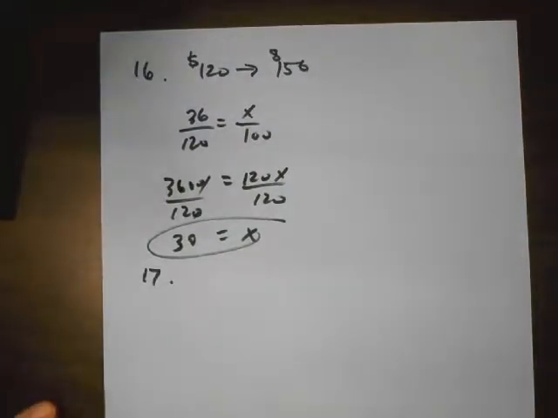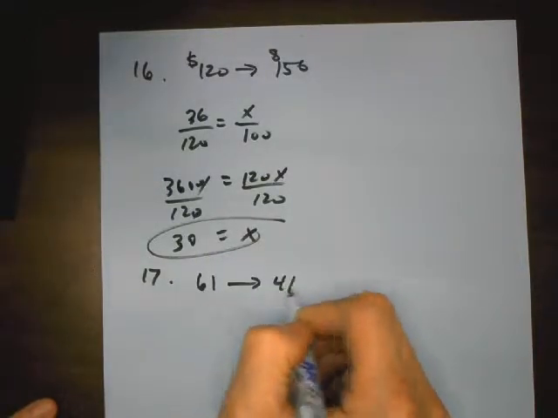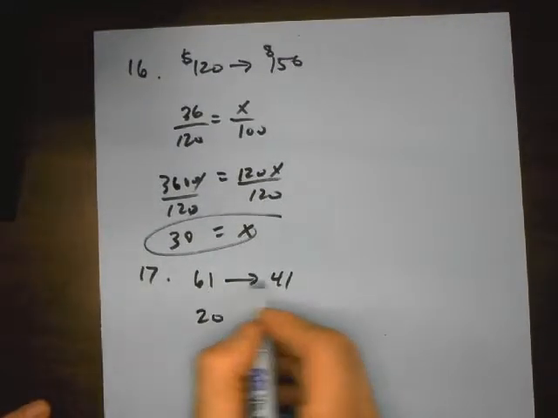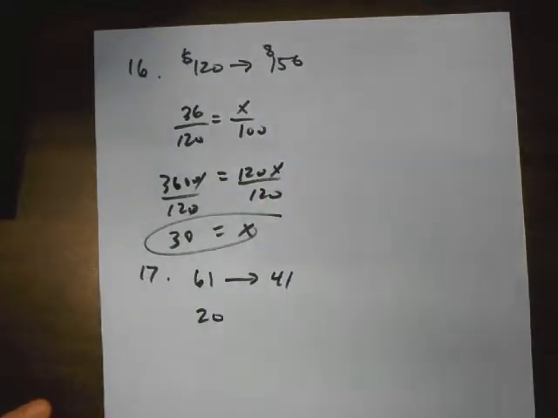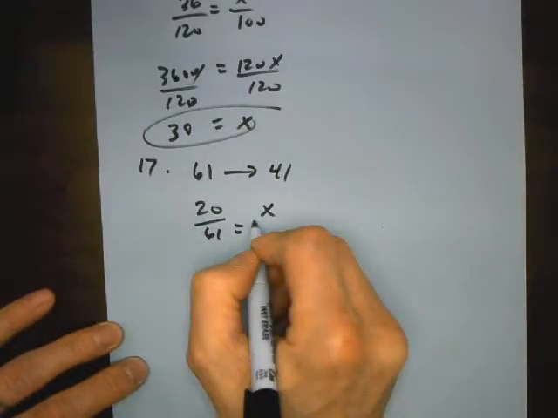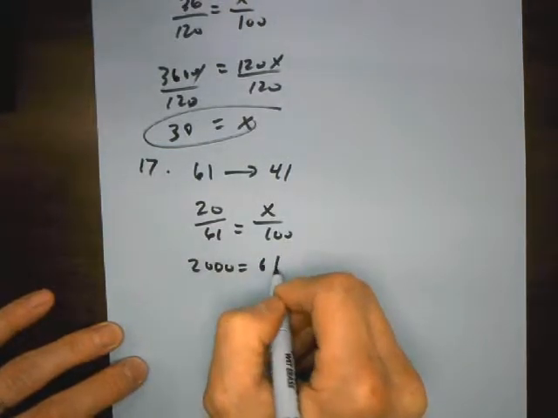Number 17 says, at that time there were 61 people, then it went down to 41 people. That's a change of 20. What's the percent of decrease? So since it's going down, it's the same exact thing. The only difference is it's going down. We still subtract, put the 20 over the original. Still the same steps. Multiplying by 100 is just adding 2 zeros.